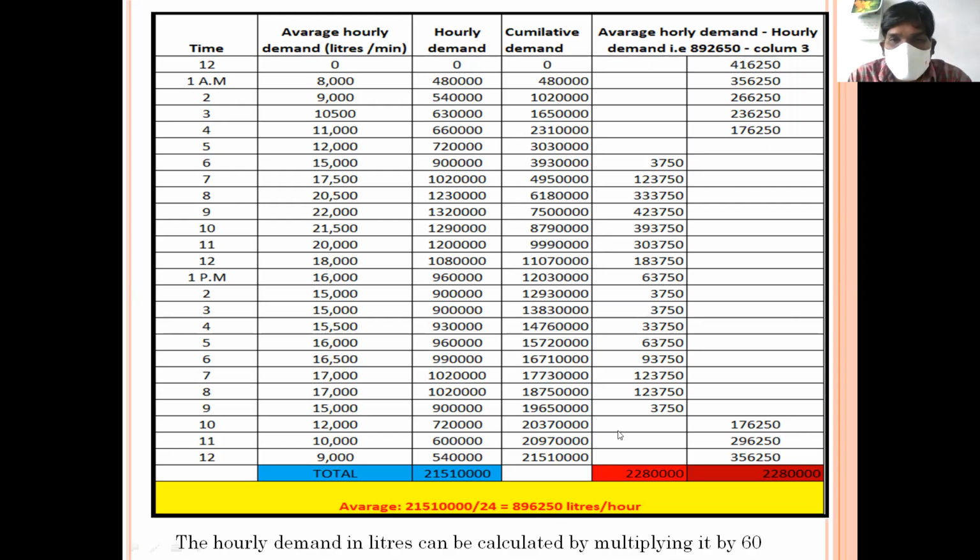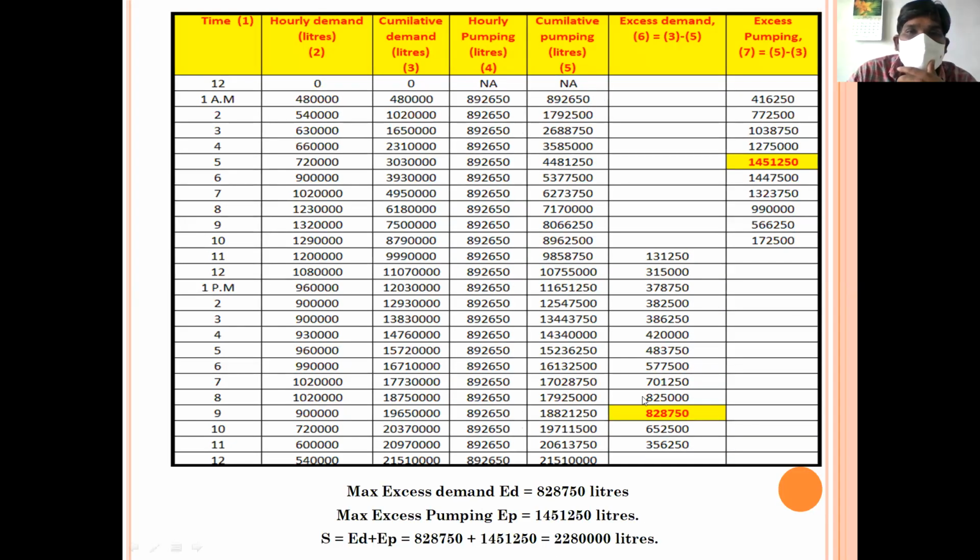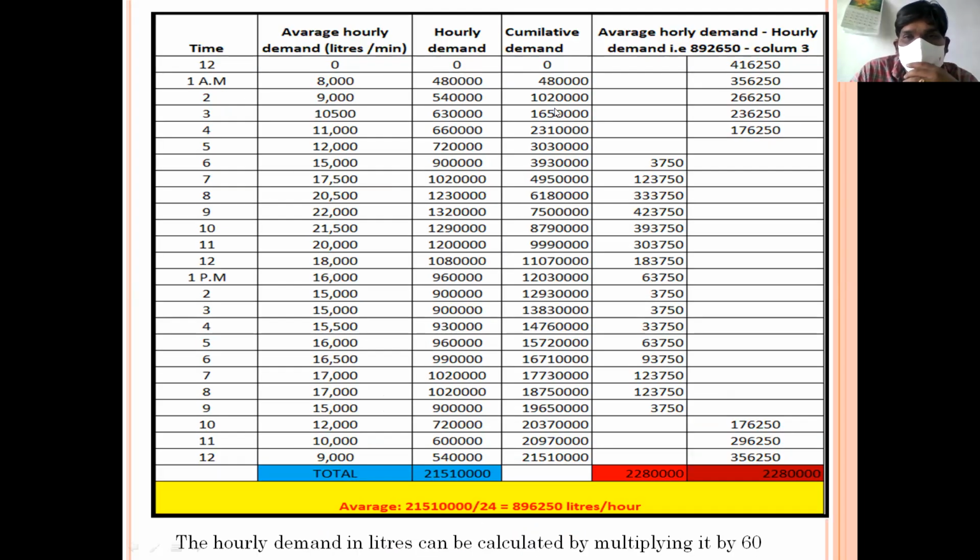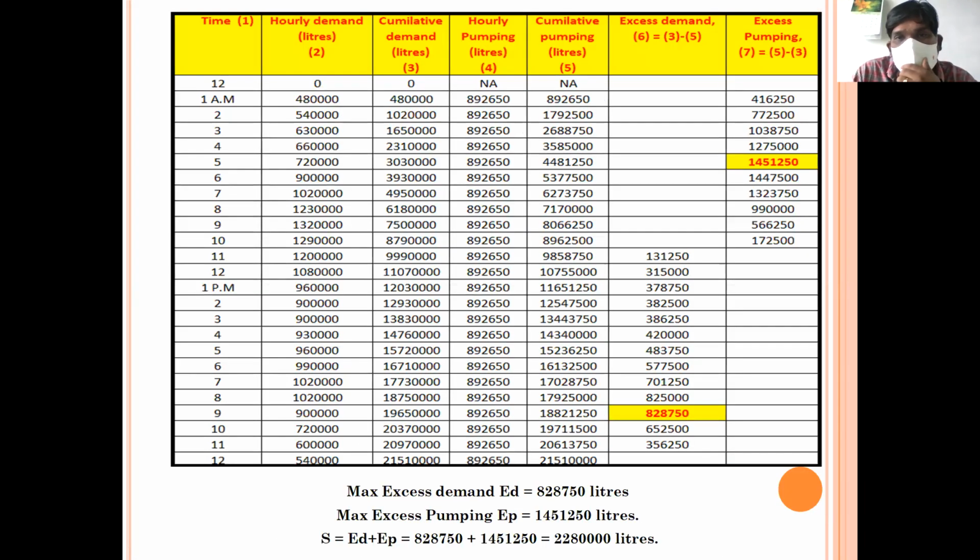We have to find out the storage capacity of the reservoir. We need to find, first of all, the average pumping that is required, and after that, see here, the hourly pumping required is 8,92,650, and cumulative pumping. In the previous chart, we have seen cumulative demand. Now is cumulative pumping. See how much? 8,92,50, and we are just pumping. See, you are adding 8,989. Understand? Likewise, we are adding. This is about cumulative pumping.